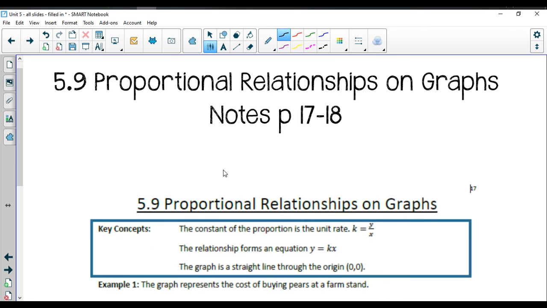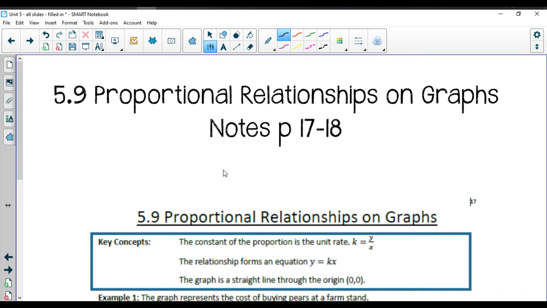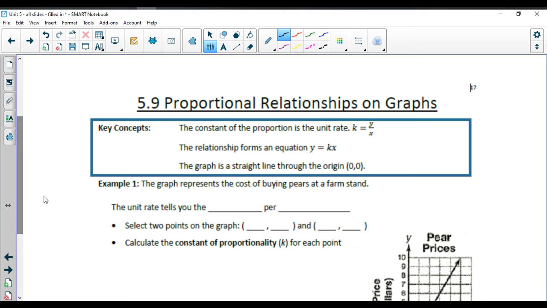All right, this is lesson 5.9. It's about proportional relationships on graphs. We're in your notes packet on pages 17 and 18 for this one. Up at the top of page 17, you'll see a couple of reminders here.